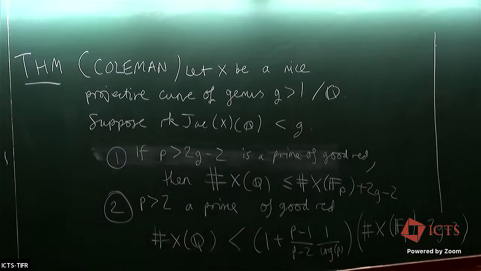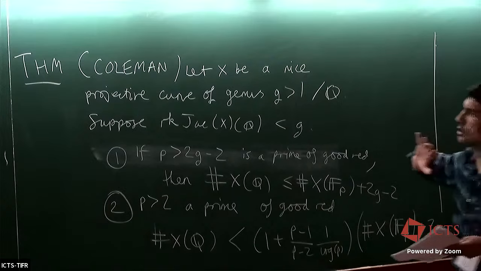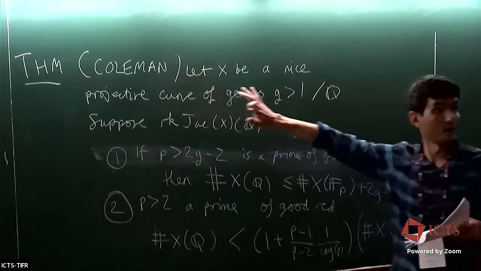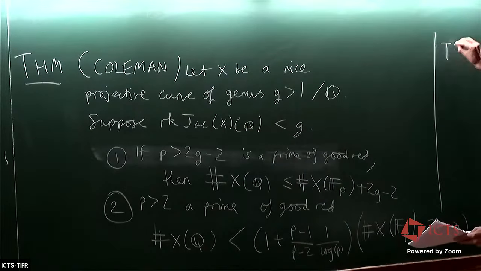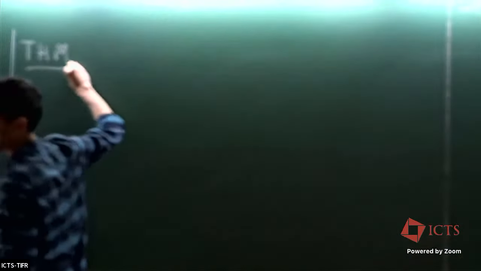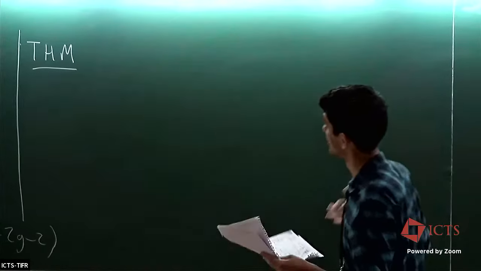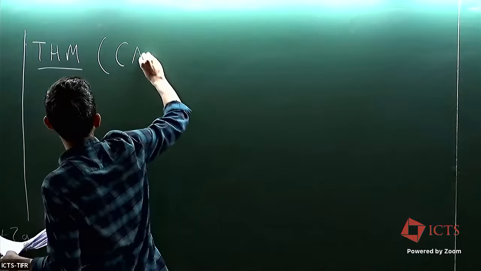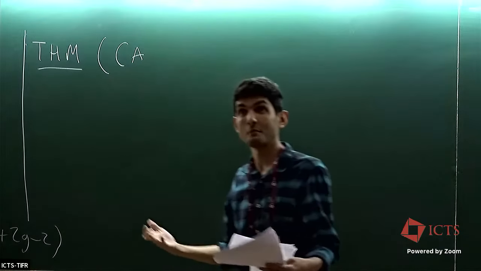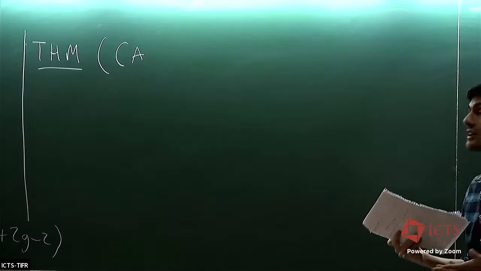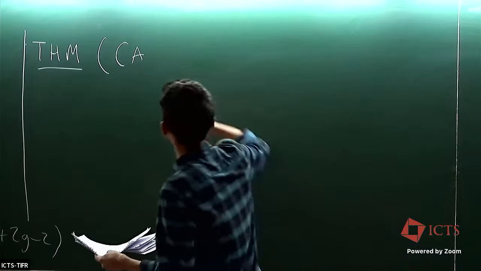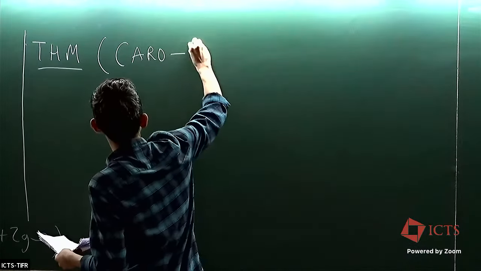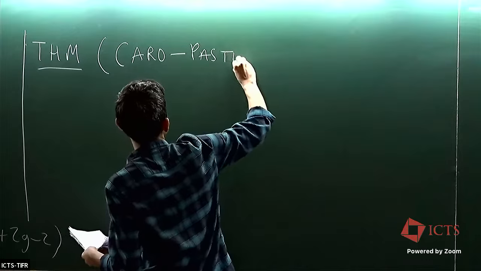Okay, so now I can tell you about this. So this theorem of Coleman was from the 80s. Now I want to talk about the theorem of Caro and Pasten, which was just from the past couple of years, and I think was a really important and beautiful result, which is important not just for the statement, but also for the ideas they introduced. And I think it gives a really interesting new perspective on the Chabauty-Coleman method.